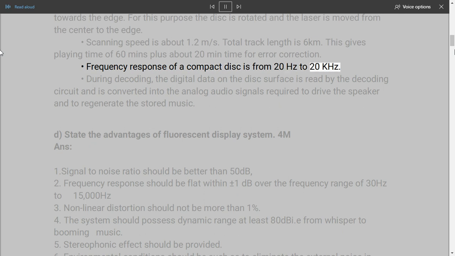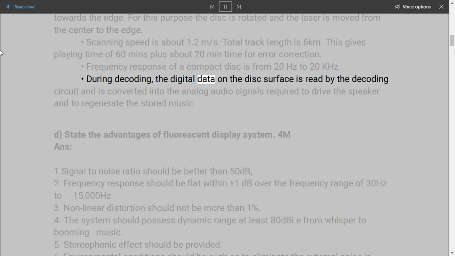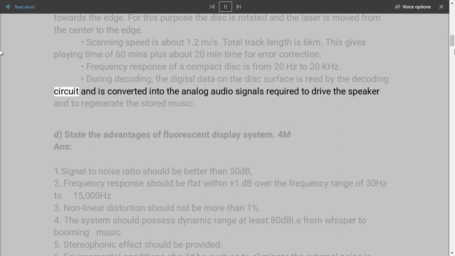During decoding, the digital data on the disc surface is read by the decoding circuit, and is converted into the analog audio signals required to drive the speaker, and to regenerate the stored music.